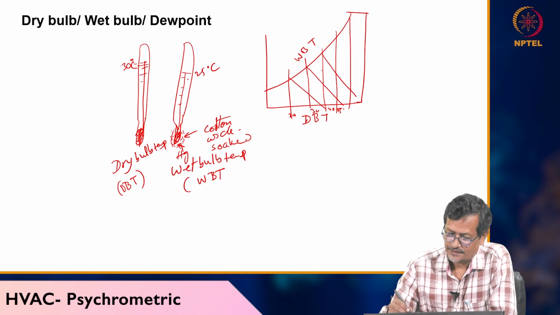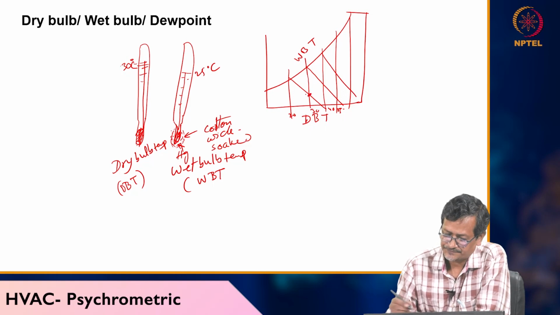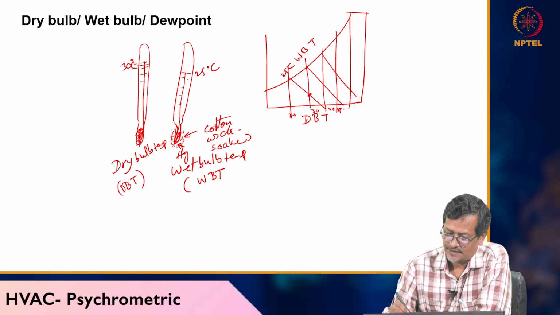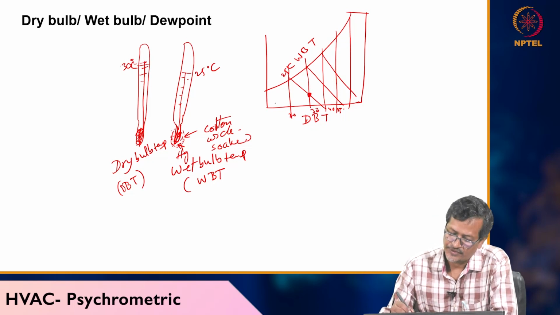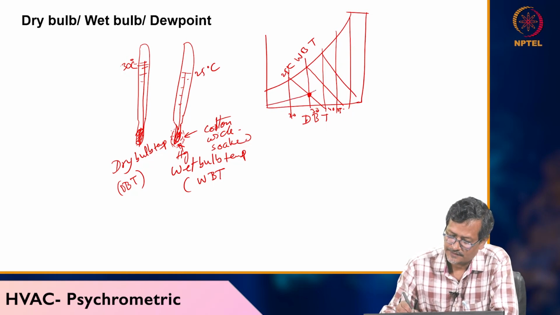Okay, and let's say you get the wet bulb temperature here. So this will be like 25 degrees centigrade, and it is crossing the wet bulb and dry bulb temperature at a certain point. That point will give you the relative humidity, because the relative humidity lines will be like this.